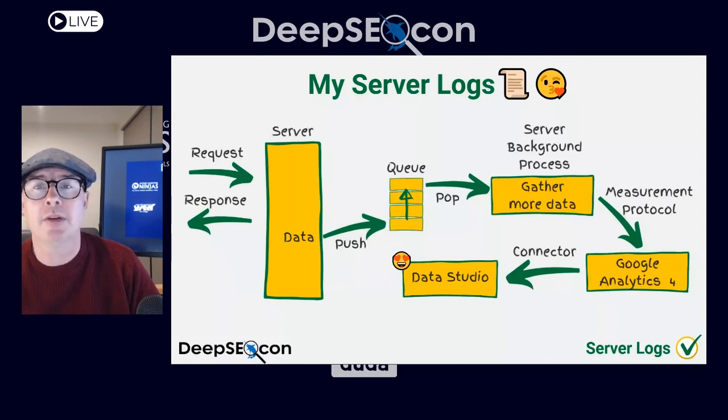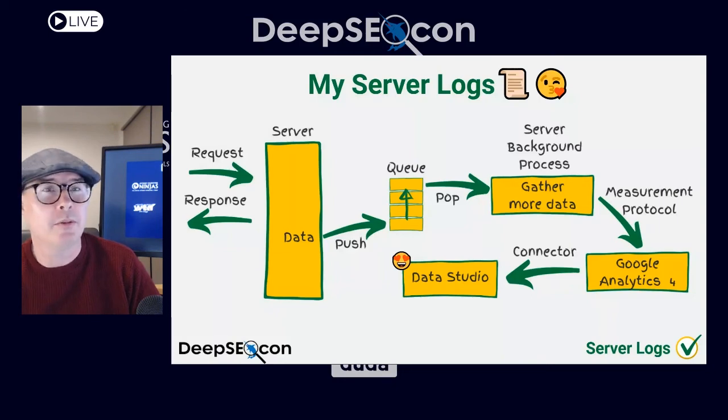I added a queue system that moved my logging code into a separate process. This lets the server process continue to deal with subsequent requests without interruption. But it also means my logging code can take its own sweet time in gathering data and sending it to GA4. The event is sent via Measurement Protocol, which is GA4's API for sending server-to-server events. And finally, we connect to Data Studio to generate those pretty charts.